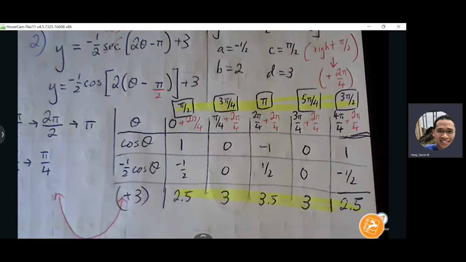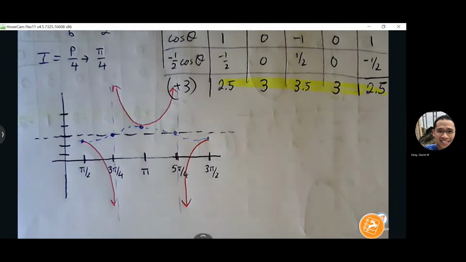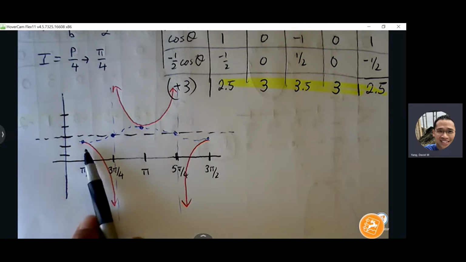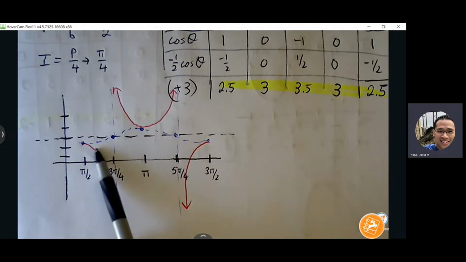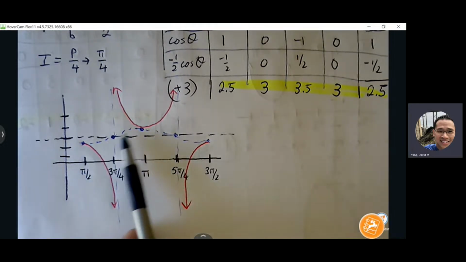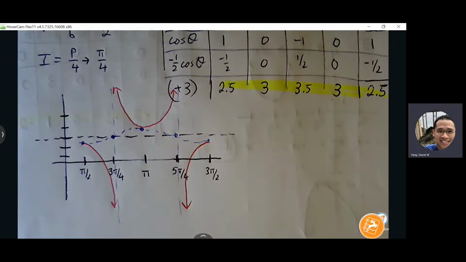Okay, but let me show the graph. So we have all these order pairs here. We have the first order pair at pi over 2 and 2.5. Now I made my graph really close together. You can space it out a little bit more if you want to get more of that cosine graph so that it doesn't look as small as mine. But I'm just plotting my cosine graph that's been shifted, moved, and stretched, or sorry, condensed.